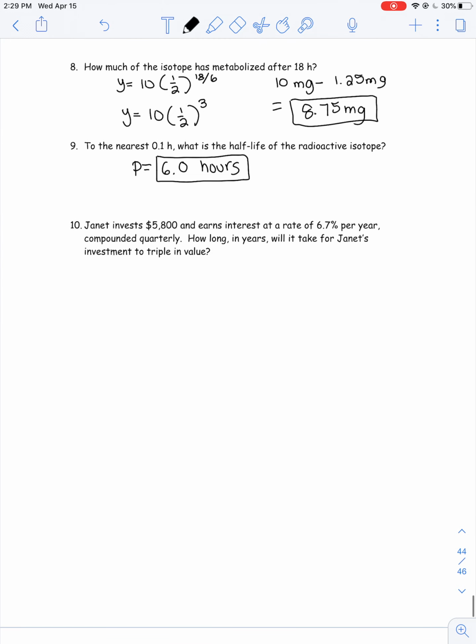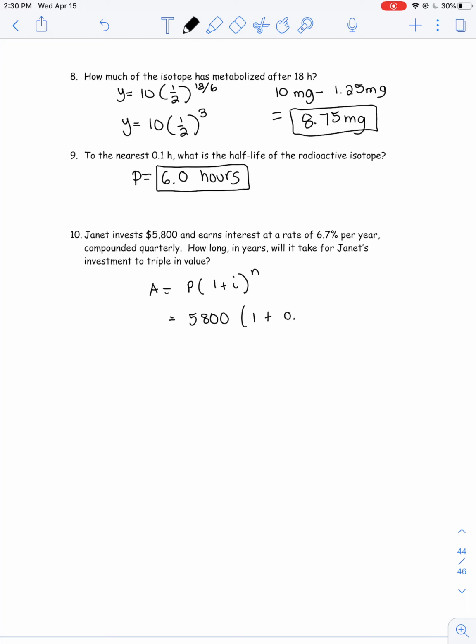Number 10. Janet invests $5,800 and earns interest at a rate of 6.7% per year, compounded quarterly. How long in years will it take for Janet's investment to triple in value? So we're going to use the equation A equals P, 1 plus i to the power of n. So we know that she's investing $5,800. We know that she is getting interest at a rate of 0.067, but since it's compounded quarterly, we're going to have to divide this number by 4. And then our n is going to be in quarterly periods.